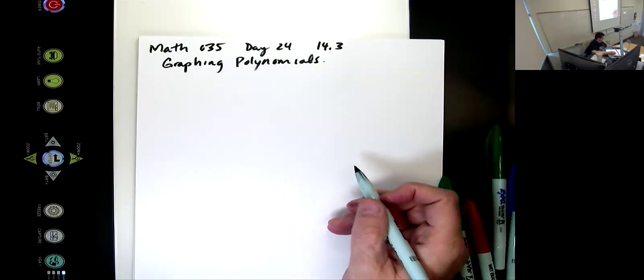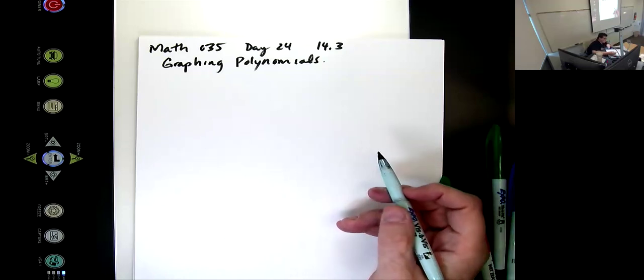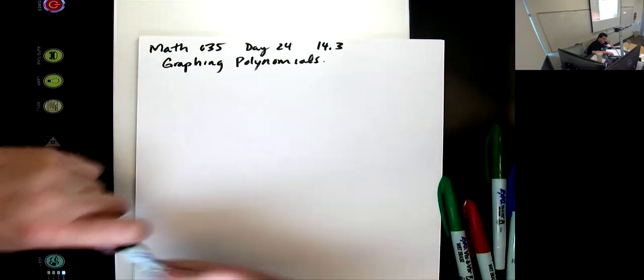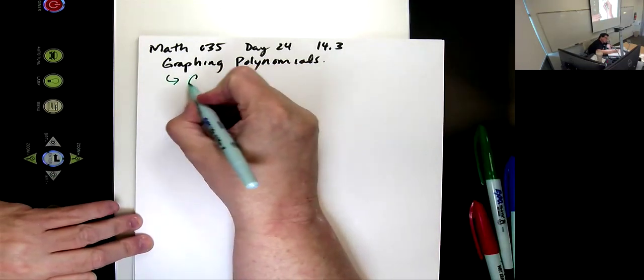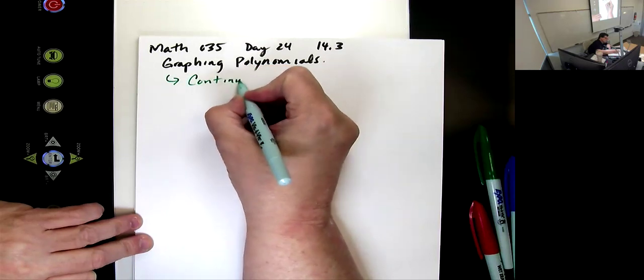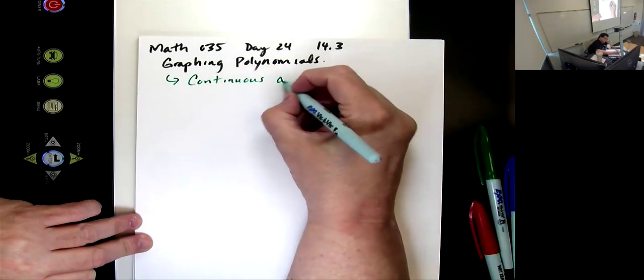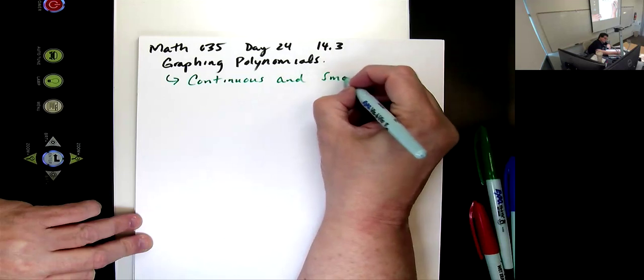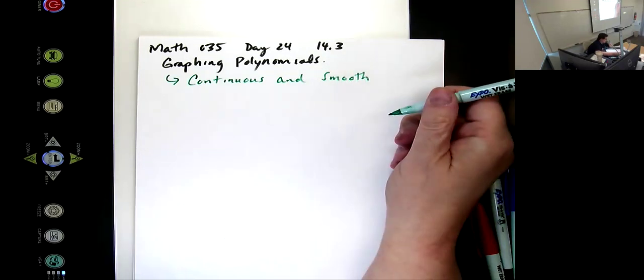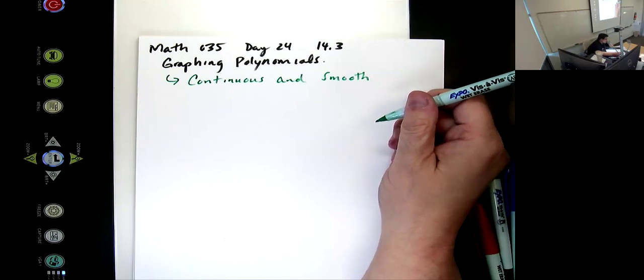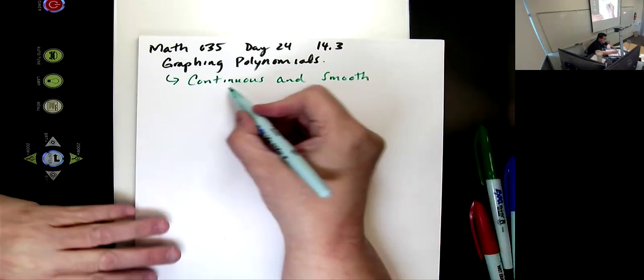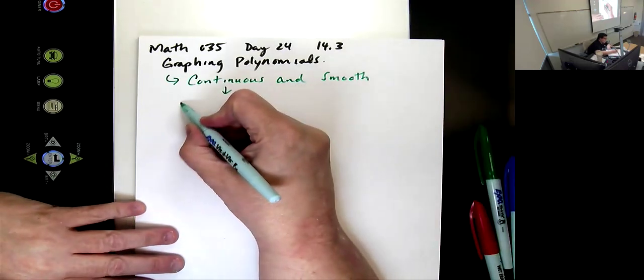All right, so it's important to note that polynomials are continuous and smooth. This means no breaks in the line.